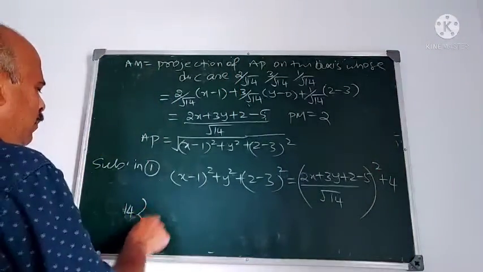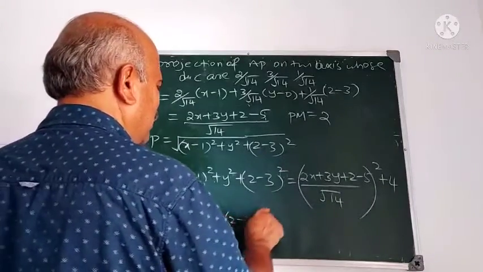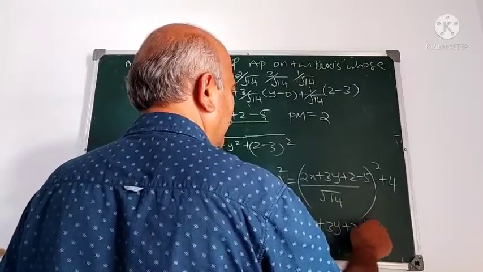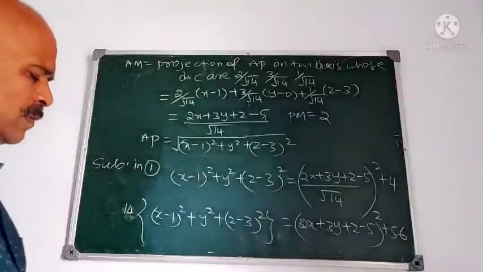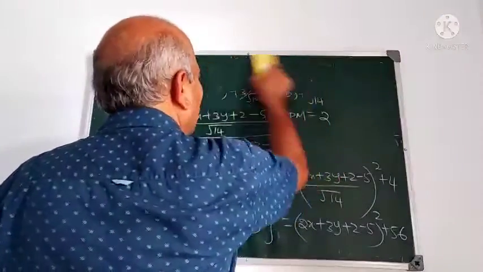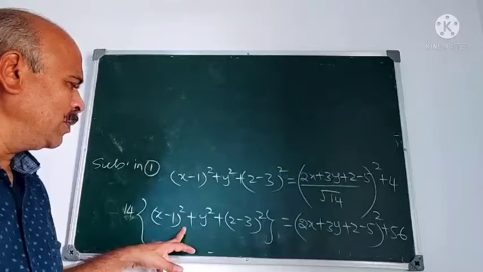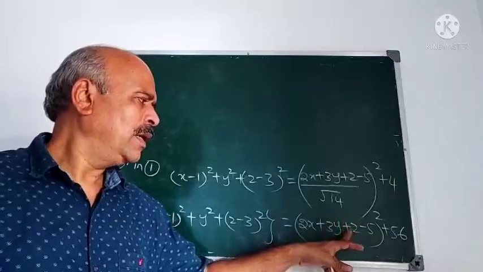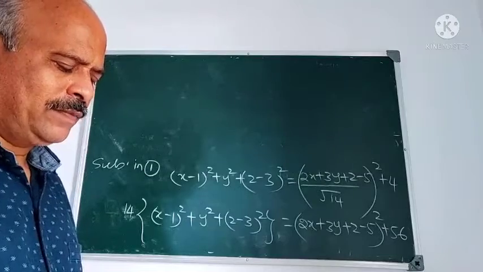Or 14 into [(x minus 1) square plus y square plus (z minus 3) square] is equal to (2x plus 3y plus z minus 5) whole square plus 56. If you simplify this, that is not required here, because you know how to find the equation, that is sufficient. If you simplify, you have to square this, applying the formula for (a plus b plus c plus d) whole square, and you will get this as a second degree equation in x, y, z.